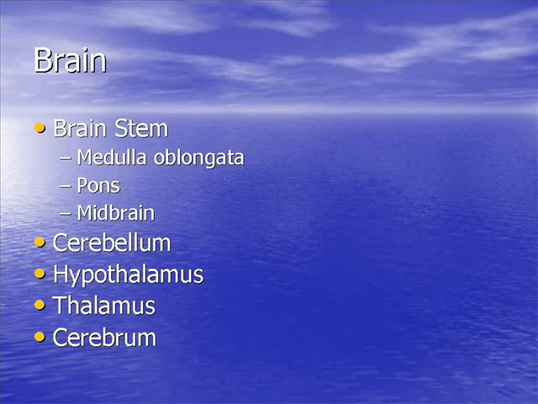Now, your brain is divided into 5 major parts. First part is your brainstem, which is then subdivided into the medulla oblongata, the pons, and the midbrain. You also have the cerebellum, the hypothalamus, the thalamus, and the cerebrum.